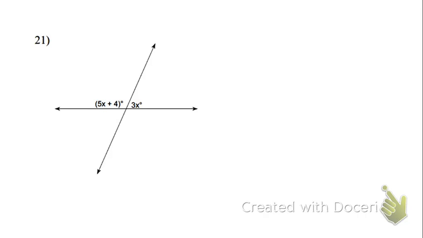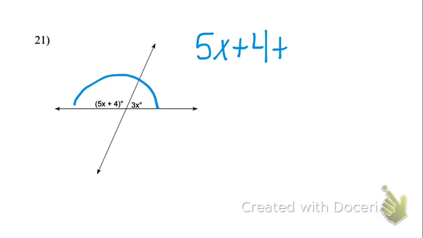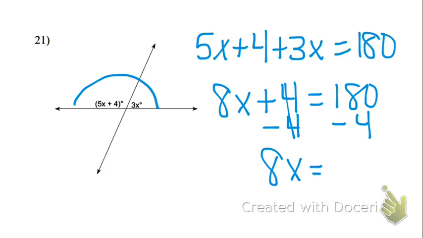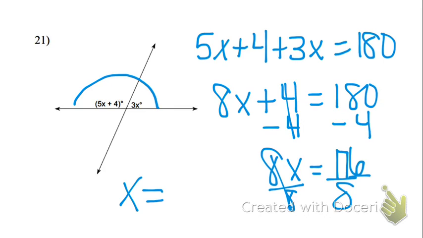Okay. On these, they kind of look like vertical angles, but actually they're on this straight line, so they're supplementary, so they add up to 180. So add them up, set them equal to 180. Again, combine like terms, and solve for x. Subtract 4. Ooh, 176 and divide by 8. And you get 22.